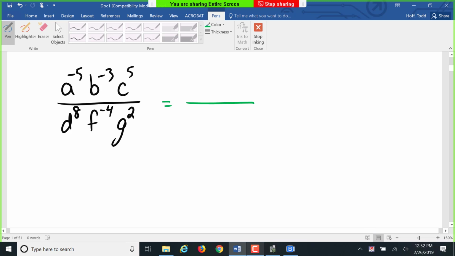So what do we end up with on top for this? c to the fifth and f to the fourth? Okay, c to the fifth stays there. And yes, the f is the negative 4 on bottom. It goes up to the top as f to the positive 4. So what's going to go on bottom?